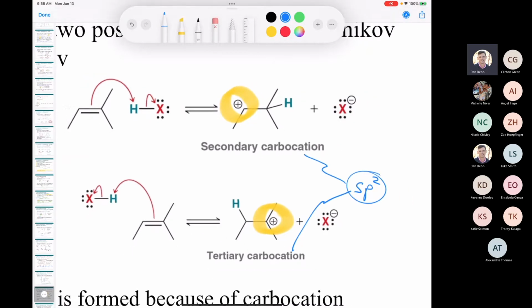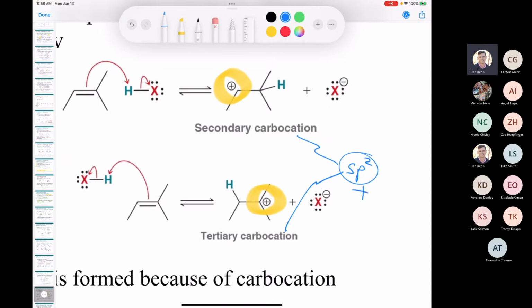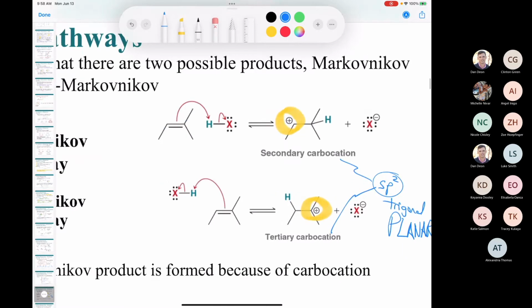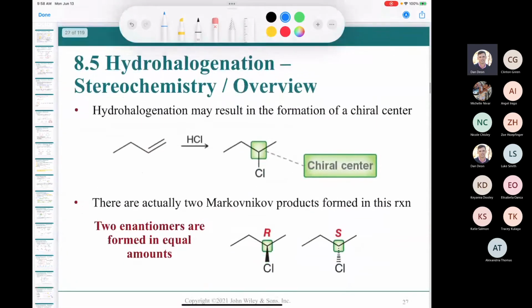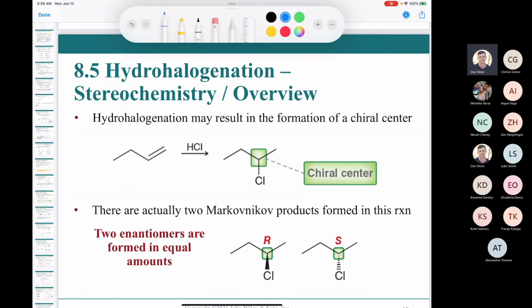What's the molecular geometry of an sp2 hybridized carbon? It's trigonal planar. It's flat, like a pancake. So if we think about the carbocation that's formed when you add HCl across this double bond in a Markovnikov fashion, the rich get richer, so you end up with this carbocation. Now your nucleophile, the chloride, can attack from the front face and give you the R, or it could attack from the back and give you the S. It can go either way because that sp2 hybridized carbon is flat like a pancake.